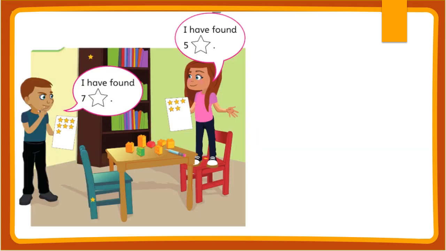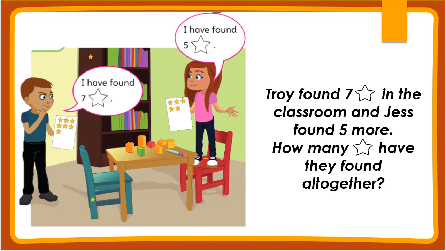Let's study this problem. Troy found 7 stars in the classroom, and Jess found 5 more. How many stars have they found altogether? Before working out the answer, children, do you think it will total more than 10 or lesser than 10? Try representing these numbers on the 10 frames. Okay? So, pause and solve.